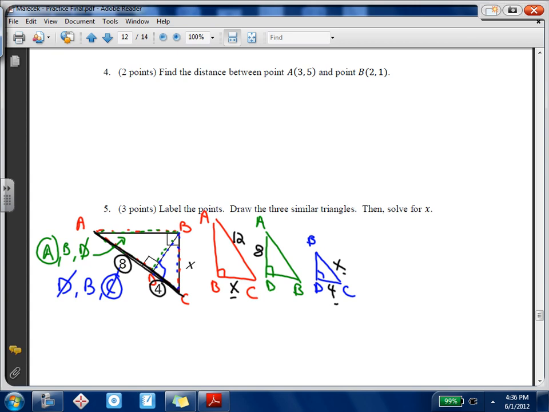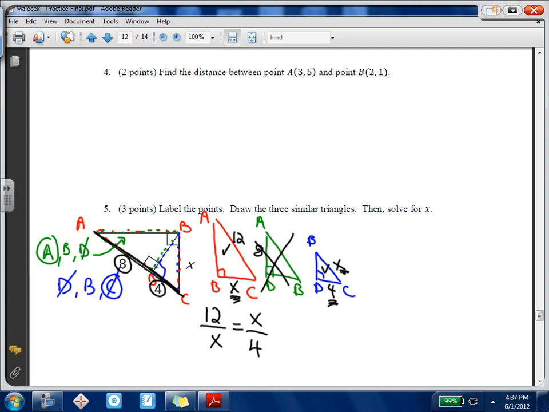If we look at the red and the blue triangles, we now have a complete pair. We have two pairs. We'll ignore the green one. We'll go big to small. So red, 12 to X from the blue, right here, equals X from the red over 4 from the blue.